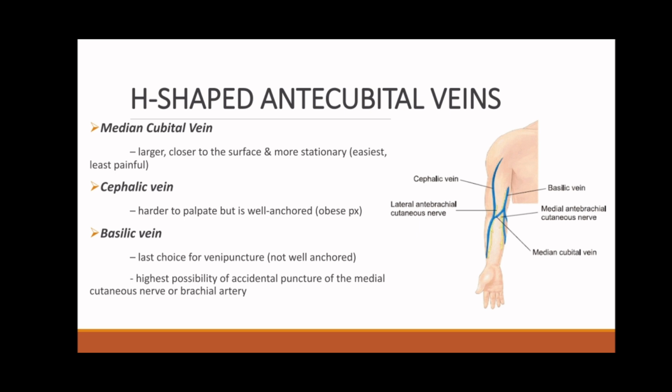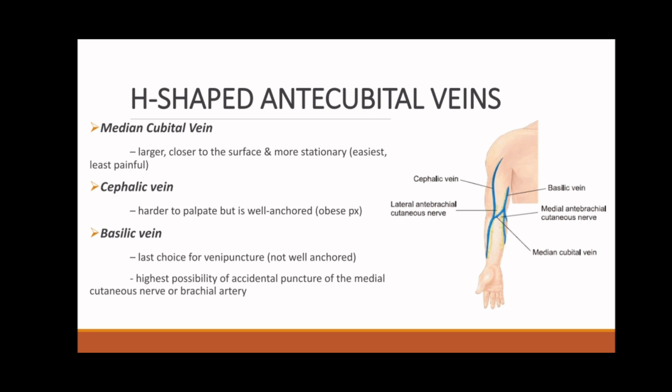The cephalic vein is located in the lateral aspect of the antecubital area. This is the second choice of vein for venipuncture in the H-shaped pattern. It is often harder to palpate than the median cubital, but it's fairly well anchored and often the only vein that can be palpated, or that can be felt, in obese patients.